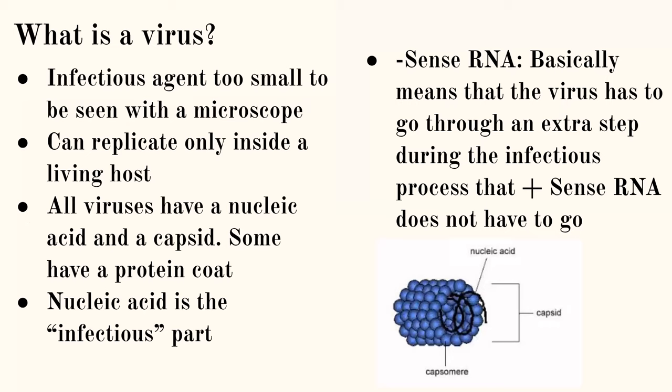What is a virus? First of all, a virus is an agent that is too small to be seen with a regular microscope. Ebola and any virus out there really can only be detected using an electron microscope, which is an extremely high-powered microscope that is used when looking at viruses. If you watch any shows about Ebola, you'll see them in a dark room and there's almost like a green light coming from a microscope. That is an electron microscope.